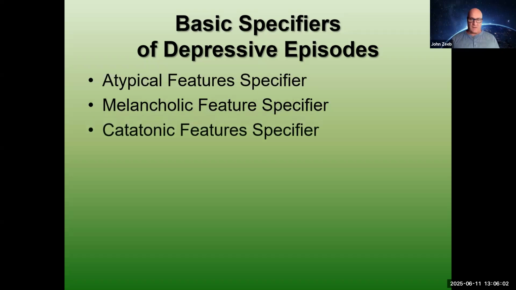Okay, the next one is called the catatonic feature specifier. Essentially, these are problems with movement. The person is showing some odd movement symptoms in addition to their depressive symptoms. This can apply to major depression as well as manic episodes. It's thought to be extremely rare, especially in our manic cases. But here, the issue is that the person is moving in some kind of unexpected way.